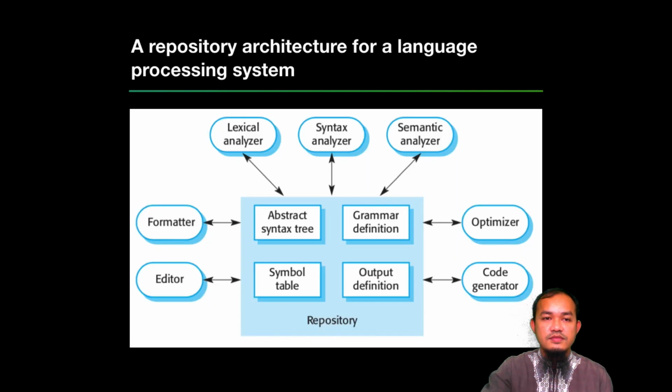This is another example of repository architecture for a language processing system. It consists of many things: semantic, syntactic, lexical, format, editor, optimizer, code generator, and they all come to the same place, all sharing the same repository. That's why we call it a repository. Everything will be in the central database, and when you want to use something, you request it and use it. For example, here they show us the language processing system.